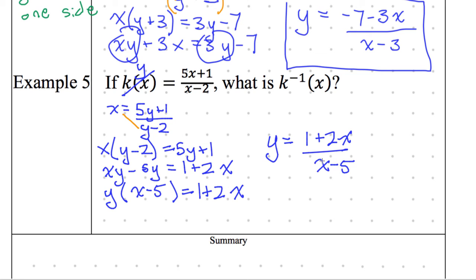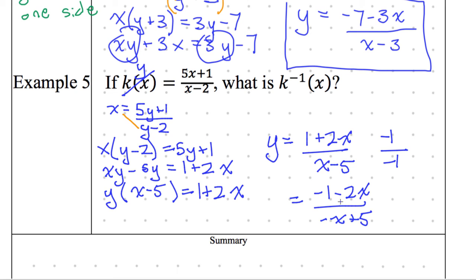So there is another answer. If I multiply the top and bottom by negative 1 over negative 1, this is a second answer. If I do that, my second answer could have been negative 1 minus 2x all over negative x plus 5, or something similar to that. You can have different answers.